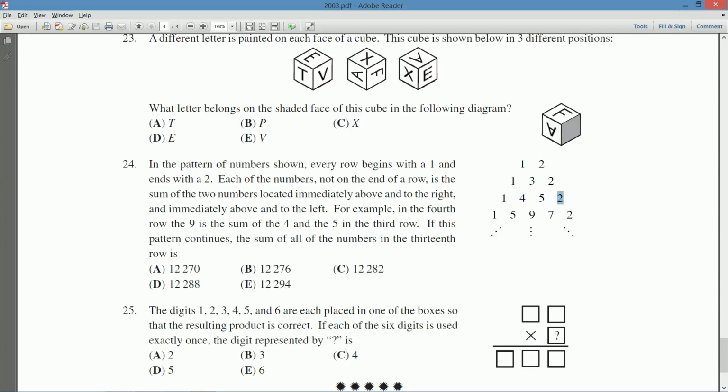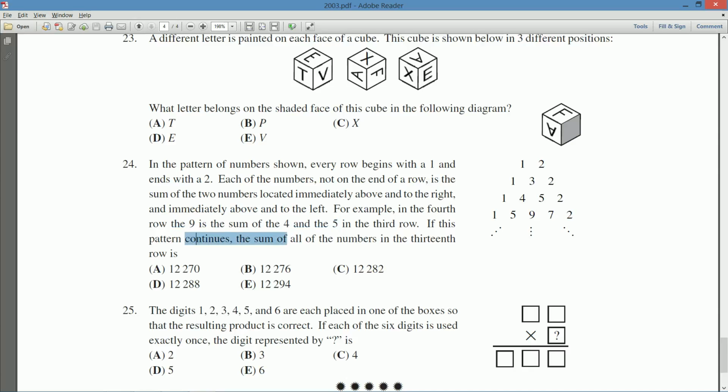Okay. If you've ever seen Pascal's triangle, which is a great little mathematical artifact, it's done similarly, except it's got 1s all along the side. And I suspect whoever made this question was thinking sort of Pascal's triangle. So, for example, in the 4th row, the 9 is the sum of the 4 and the 5. That's exactly what I said.